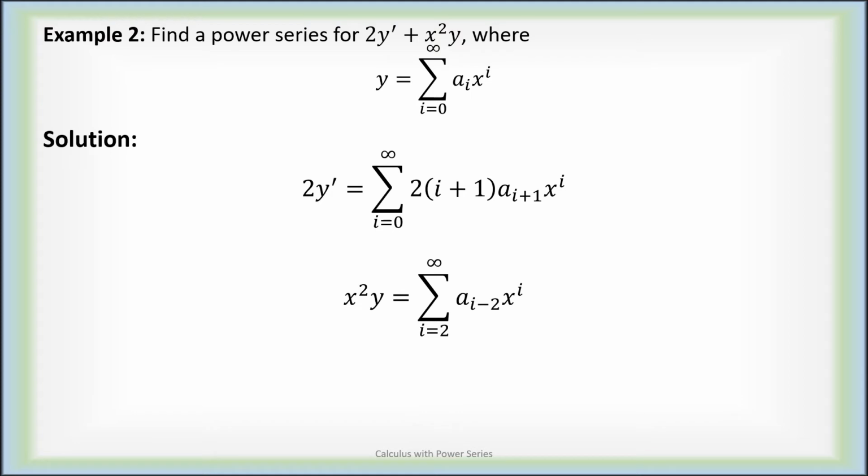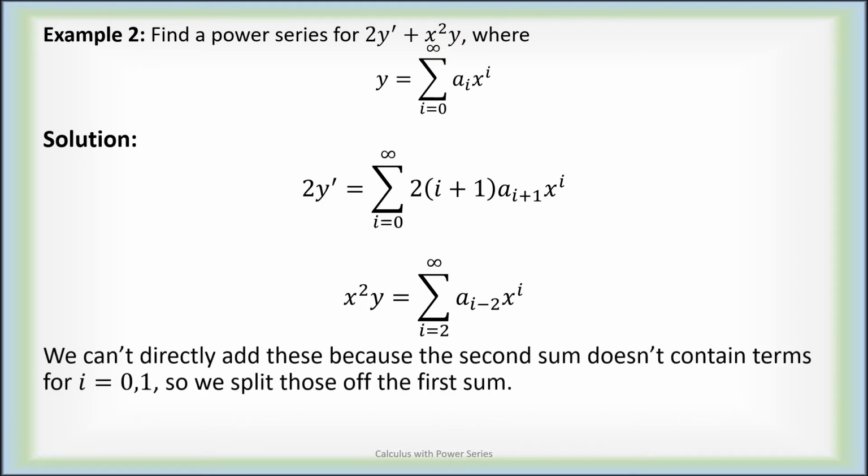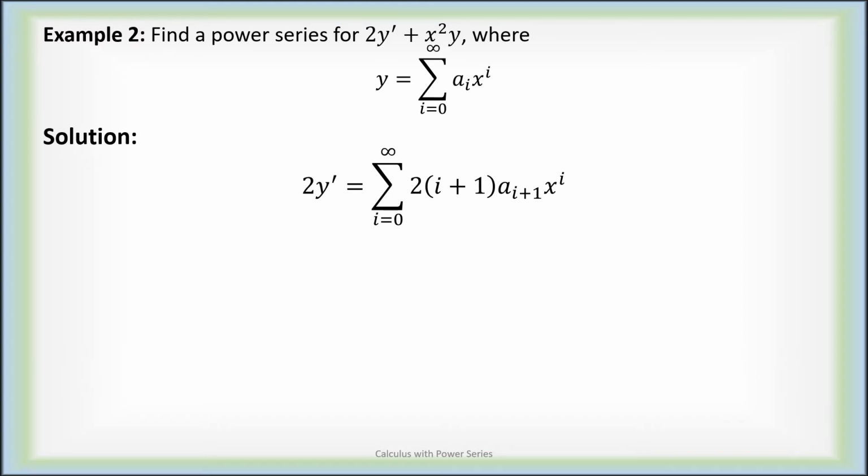So here are the series for both of them having been re-indexed so that both have the same x to the i. We can't directly add them together because the second sum does not contain terms for index 0 and 1. So for index 0 and 1, in the first series, we're going to split those off manually. So here was our series for 2y prime, and we need to take the terms for index 0 and index 1 and break them off manually.